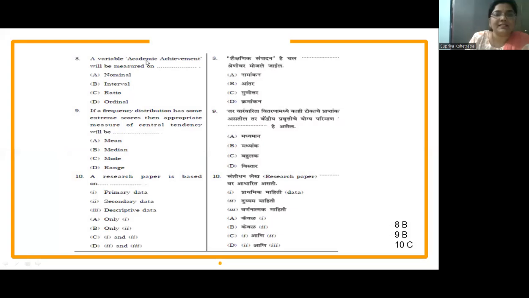Okay. So one can see here the number of questions, what types of questions are asked. So here you can see the types of questions on variables, then types of questions on testing.